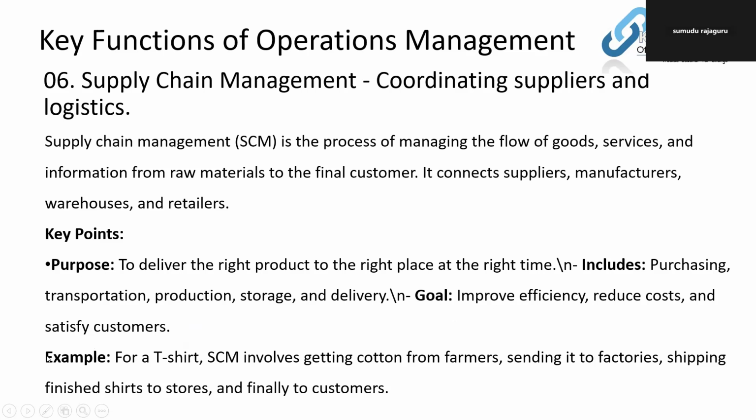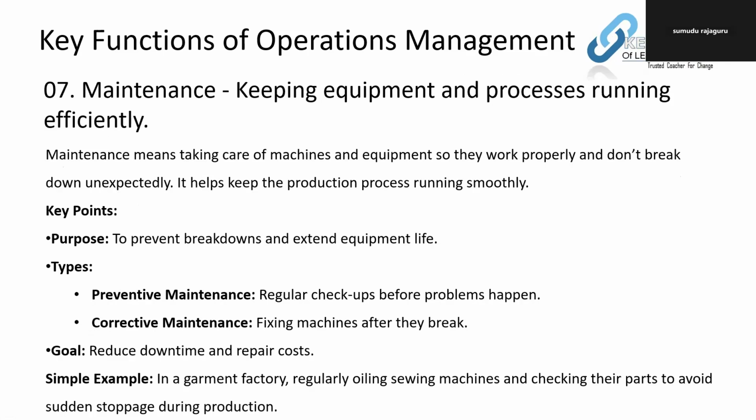We'll go for one example. For a t-shirt, supply chain management involves getting cotton from farmers, sending it to the factories, shipping finished shirts to the stores, and the final customers also. So that is the supply chain.